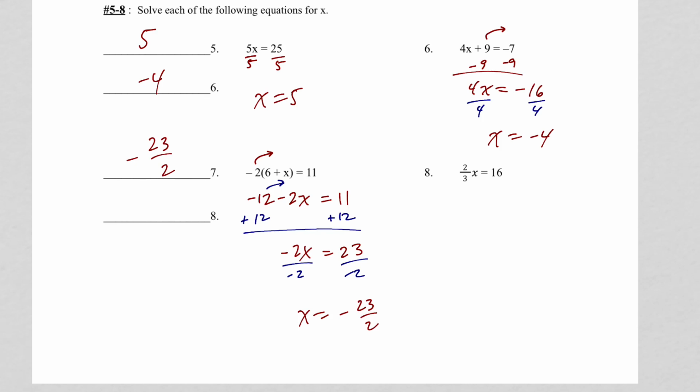For number 8, we'll solve first by multiplying by 3. We could have just multiplied by the reciprocal of 2/3, but I'm going to take it in 2 steps. So these will cancel, and we'll be left with 2x is equal to 16 times 3 is 48. And then we'll divide each side by 2 and get x is equal to 24.